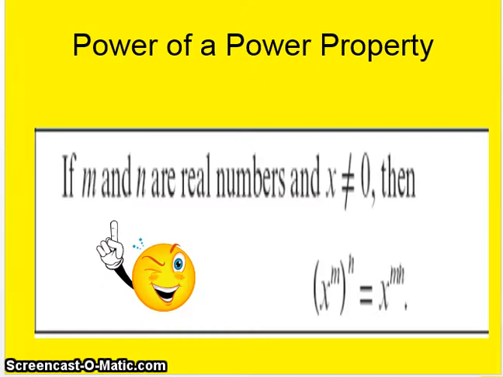This brings us to the power of a power property. So it says if m and n are real numbers and x does not equal 0, then x to the m power raised to the nth power is the same as x to the m times n power. So whenever we have an exponent inside parentheses and an exponent outside of parentheses, we simply multiply the outside exponent by the inside exponent.